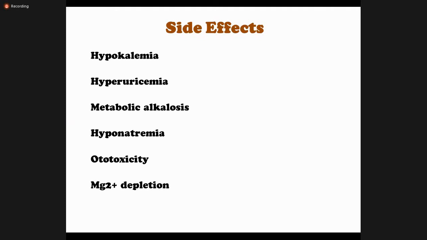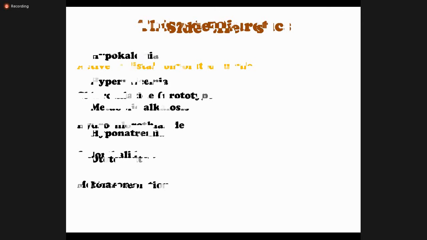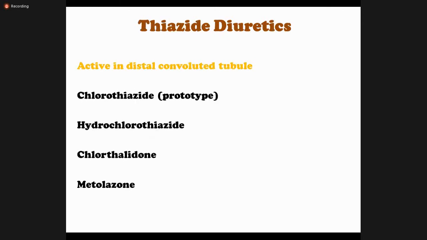Okay, because loop diuretics enhance the excretion of calcium as well as magnesium, so there is a chance of magnesium depletion. But in adults, it's not a problem. But in older people, we have to monitor the magnesium as well. Now, the second group, that is another very important group on top of loop diuretics.